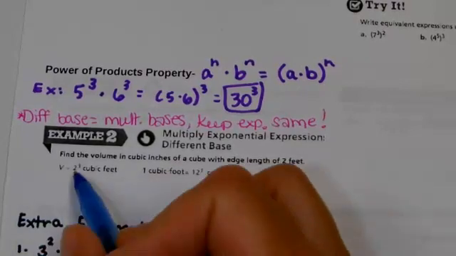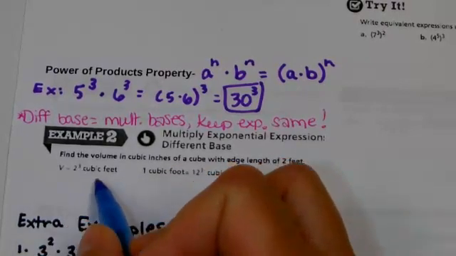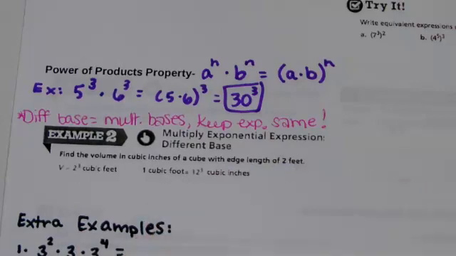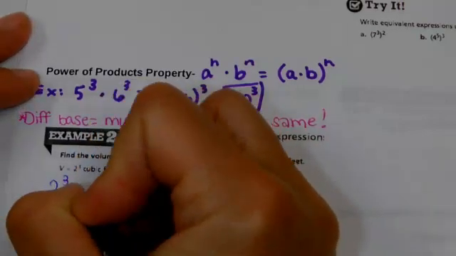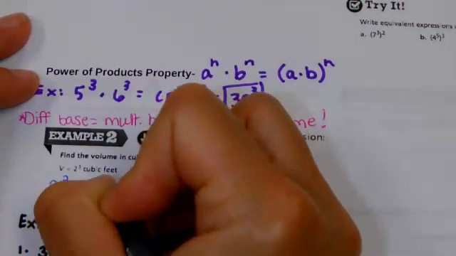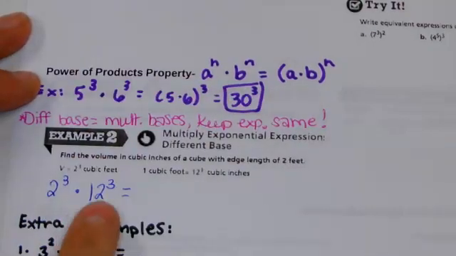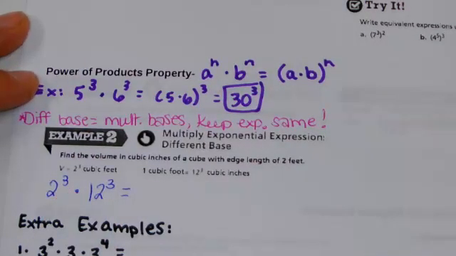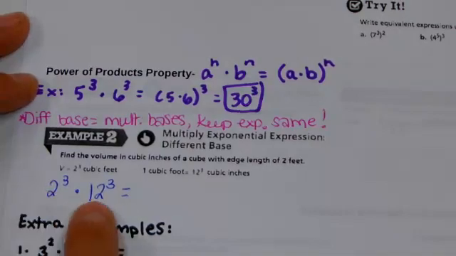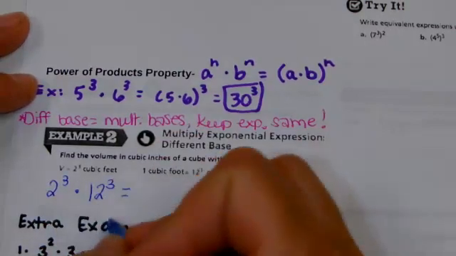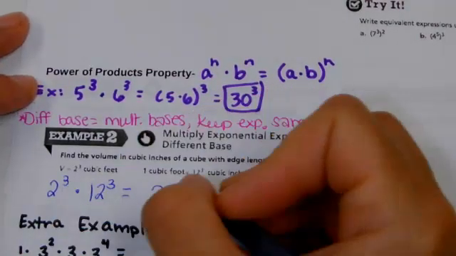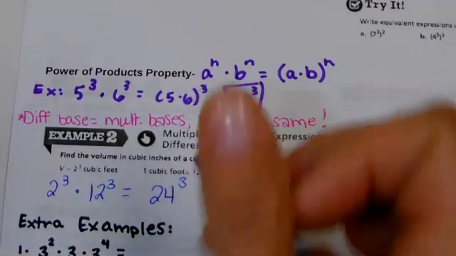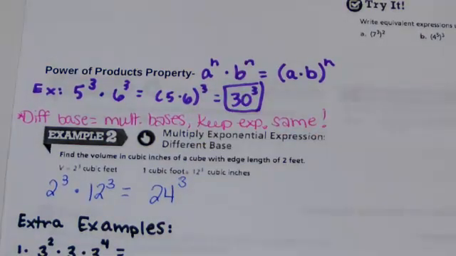So the volume is 2 to the third cubic feet, and 1 cubic foot is 12 to the third cubic inches. So what we would do here is take our 2 to the third, multiply it by 12 to the third, and so we have the same exponent but different bases now. So this time we multiply the bases, 2 times 12, and we get 24. And we can keep our exponent the same of 3. So we get 24 to the third power.